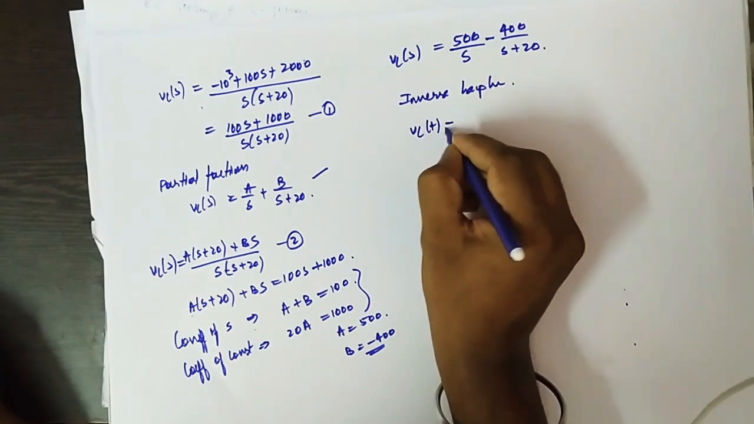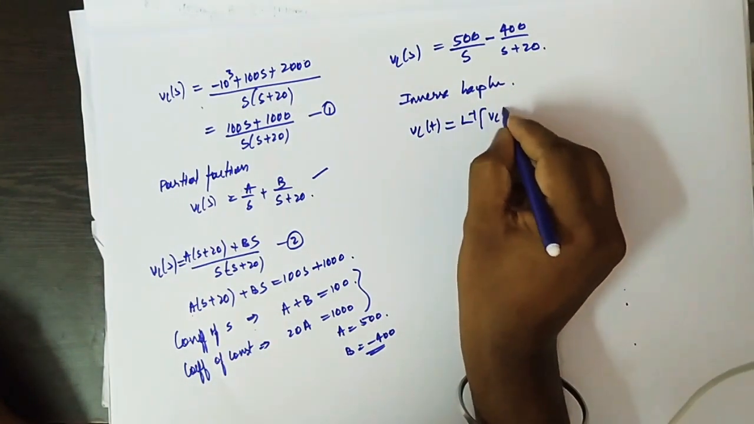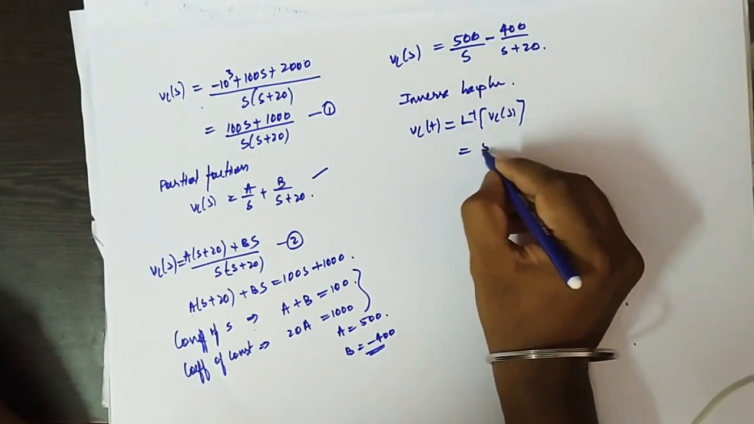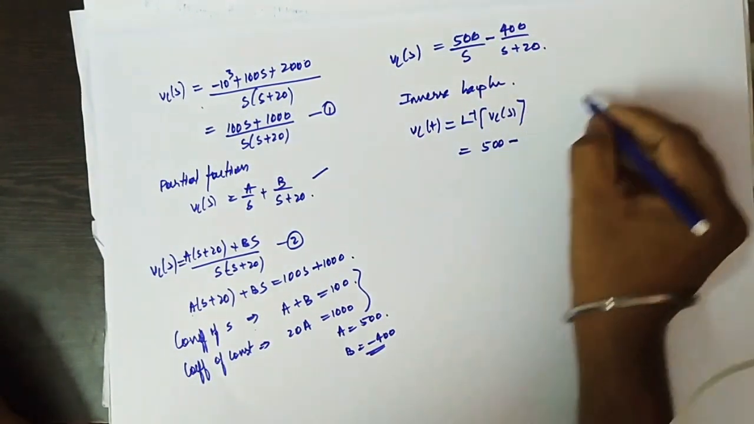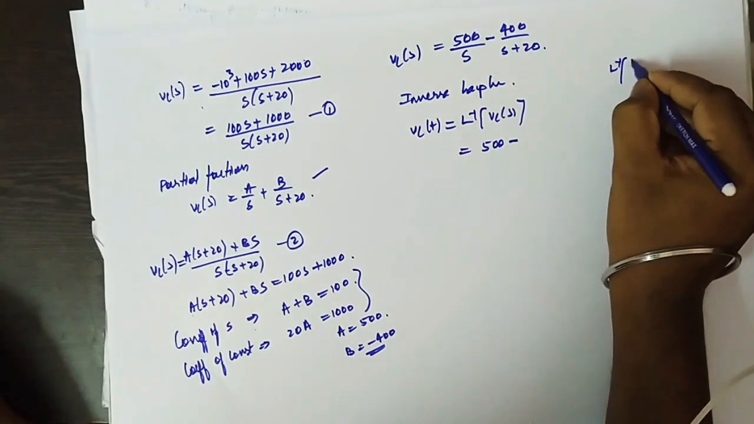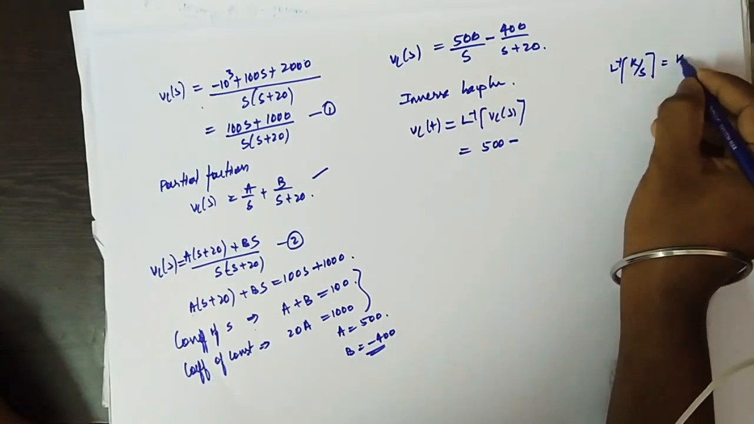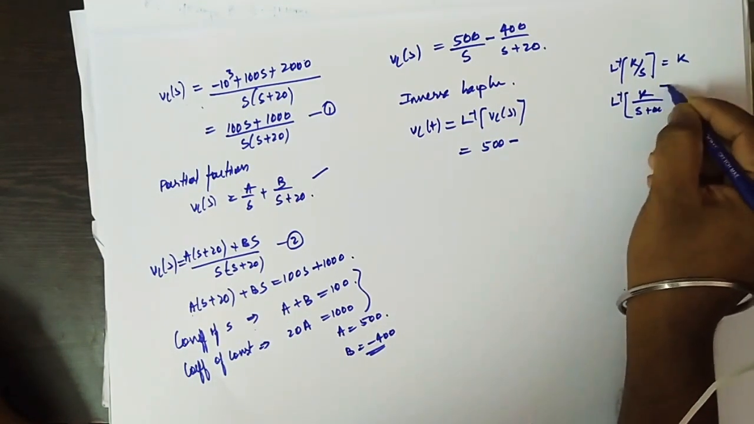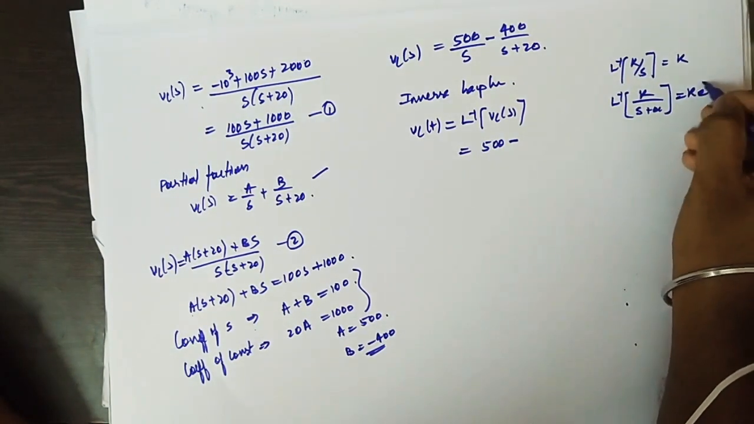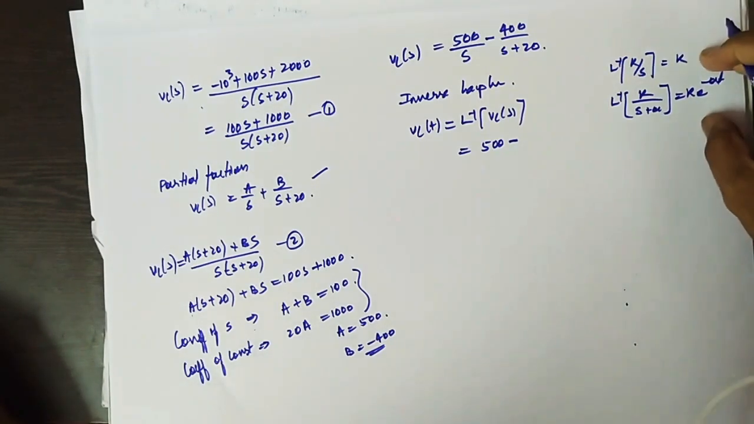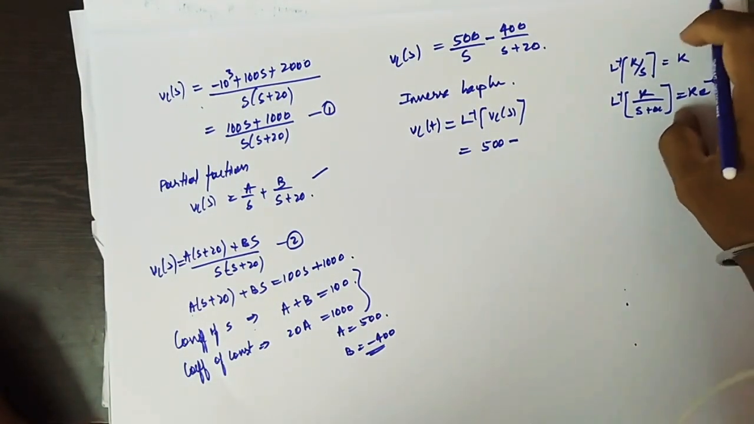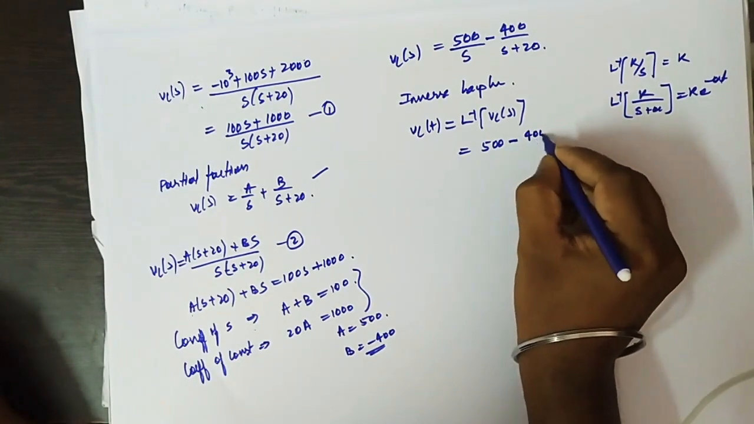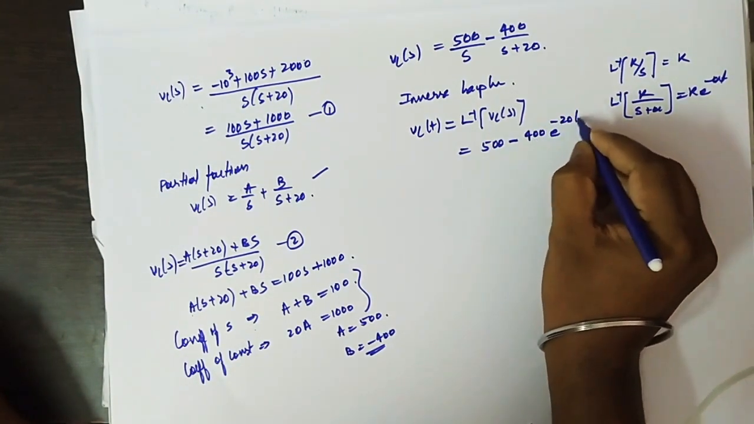Vc of t equal to inverse Laplace of Vc of s. So inverse Laplace of a constant by S is the constant, so inverse Laplace of k by S equal to k. Inverse Laplace of k by S plus a equal to k into e power minus at. So you are using these two formulas here. So you need to write these equations here. So inverse Laplace of this equation is 400 into e power minus 20t.